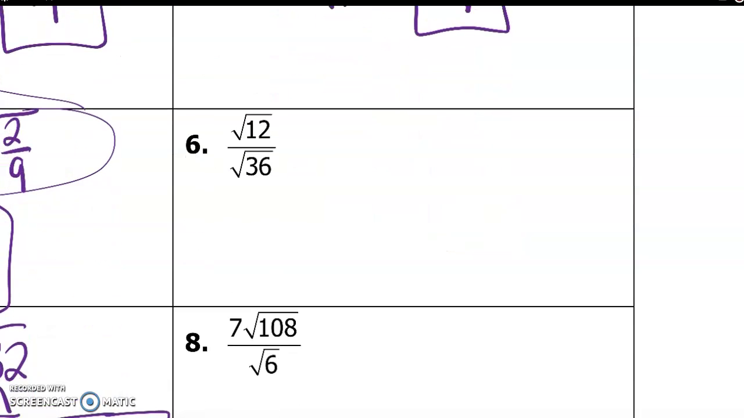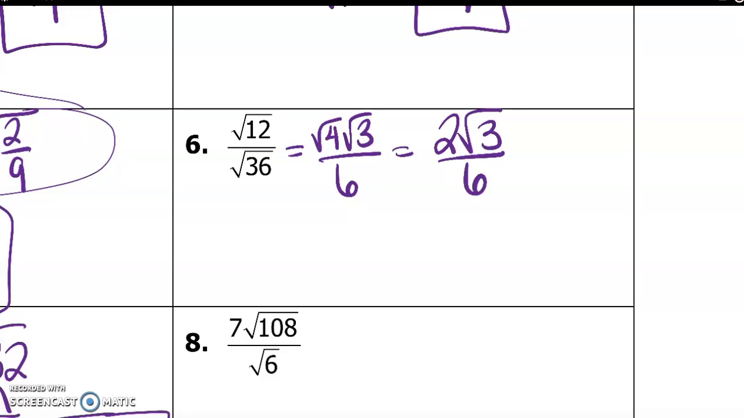So same thing with number 6. It's tempting to simplify 12 over 36, but we don't want to do that. We know that the square root of 36 is 6. 12 can be broken down. So 12 gets broken into 4 times 3. So you can break that down right away. So we would end up with 2 square root of 3 over 6.